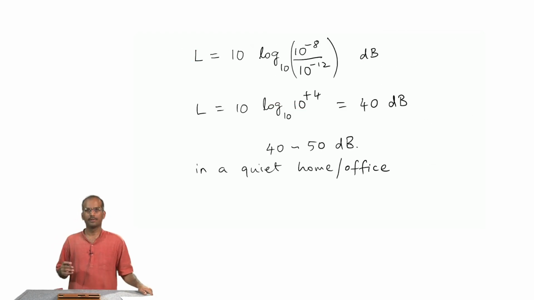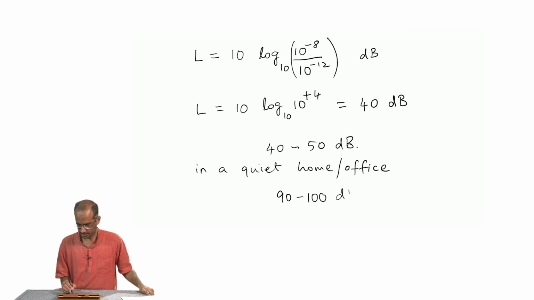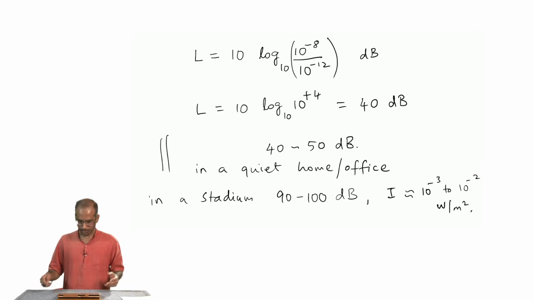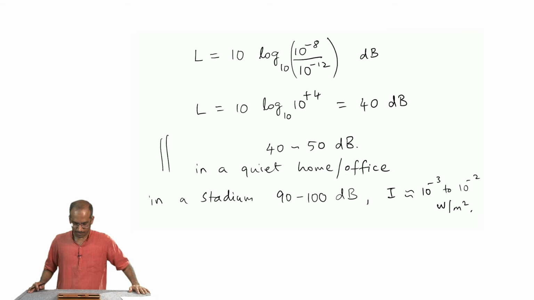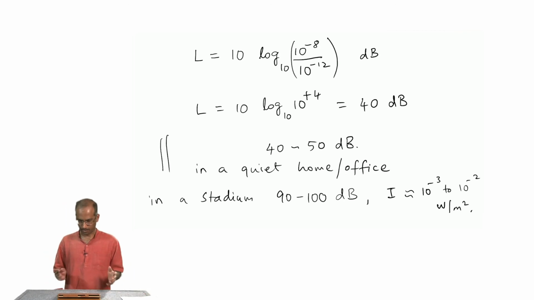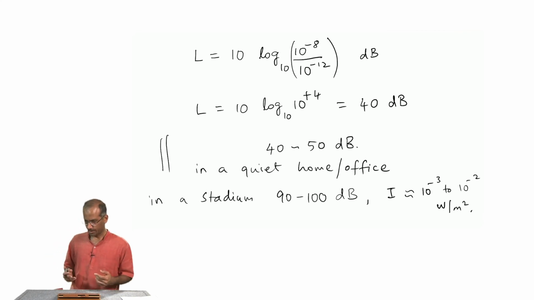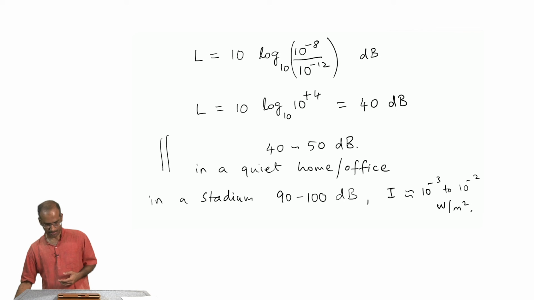The kind of noise that you get in a stadium would be of the order of about 90 to 100 decibels. In a stadium corresponds to intensity level of about 10 power minus 3 to 10 power minus 2 watt per meter square. Now that we have some number for the intensity level in a quiet home or office, and here I am the only person speaking. So, I could quickly check whether it is right or not.